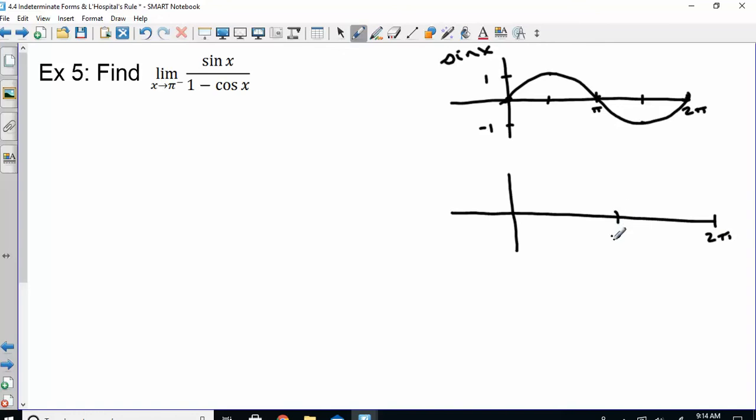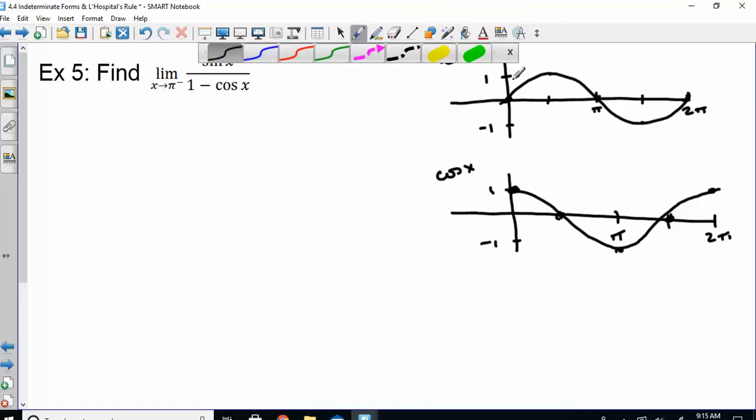How does the graph of cosine look? What's different? Where does the graph start? Cosine starts on this down. So if you're rusty on some of those values, this might be helpful. So sine of pi is 0. Cosine of pi is -1. So that's 1 minus -1.